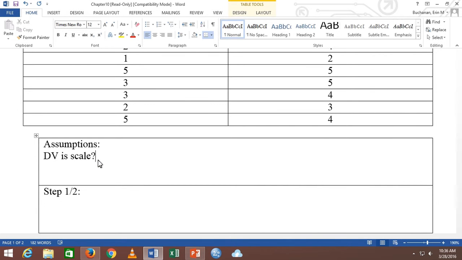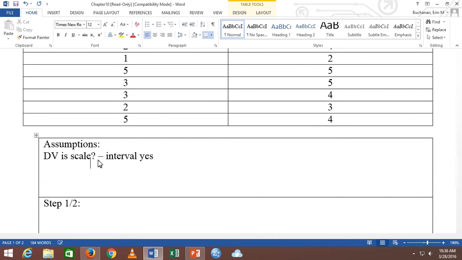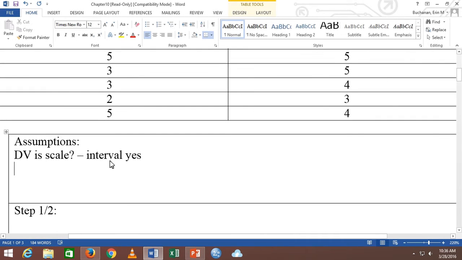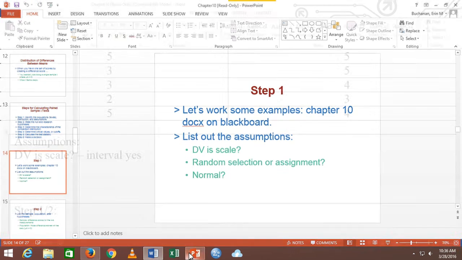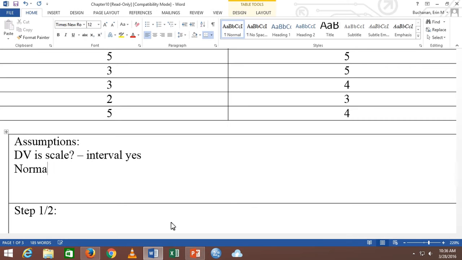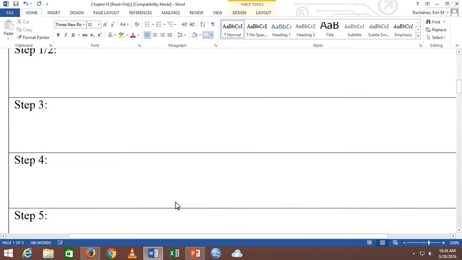So our first assumption is the DV scale. It's probably interval, so yes. So a 1 to 5 scale is not ratio, but it's at least interval, so we're okay. Can we, well, let's do normal. Unlikely. I don't know. We only have 7 people.